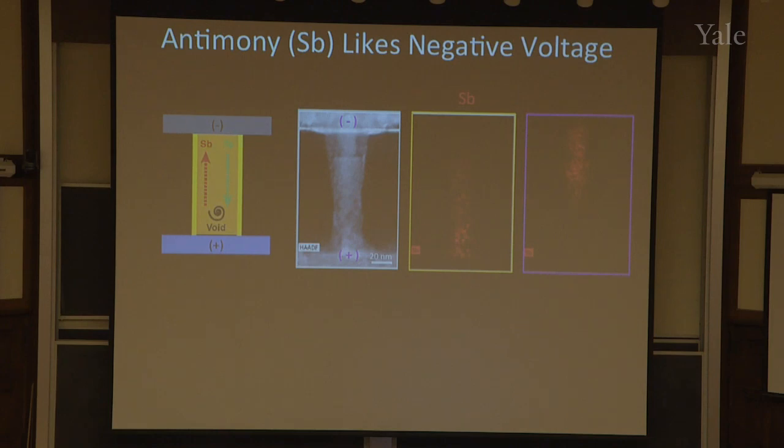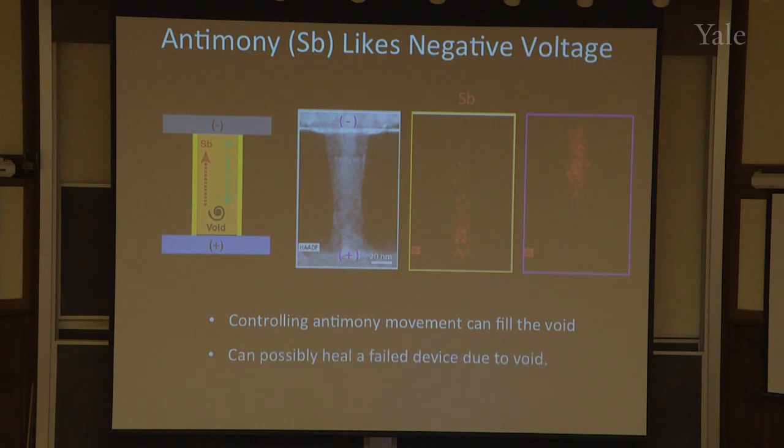And that's how we form voids, because antimony moves so much faster than the rest of the elements. So we found you can form voids, which we want to avoid. But by controlling how you move antimony, you can actually fill the void. And this is not just an interesting scientific observation, but it actually has some implication for real devices. Because if you have a failed device due to some voids, we now potentially know how to heal that device. Before, if the device fails, that's too bad. But now, maybe you can heal it back up.